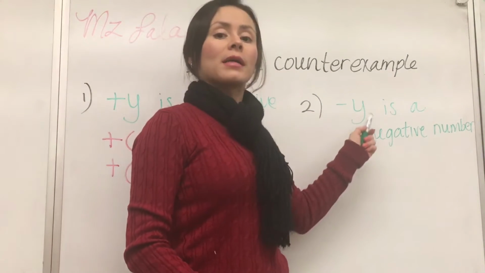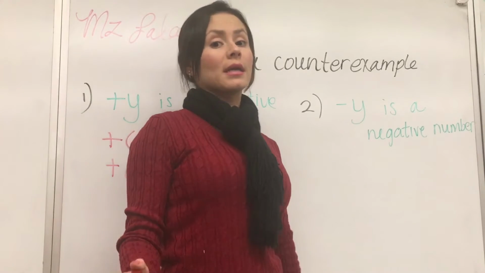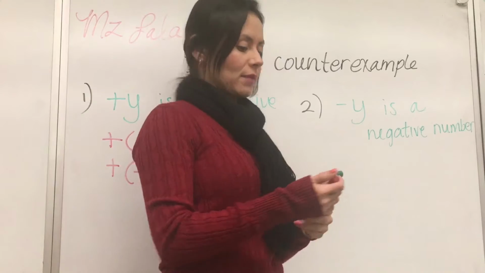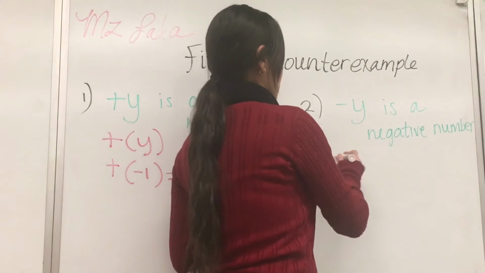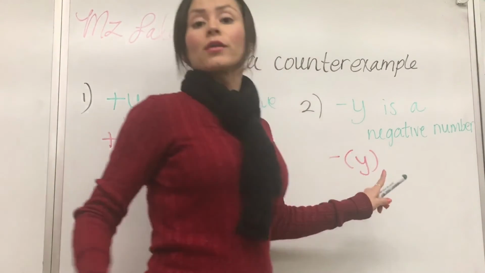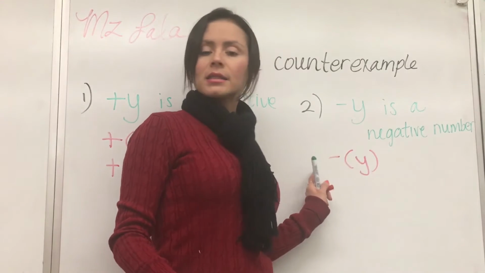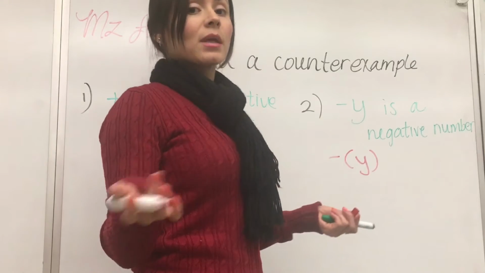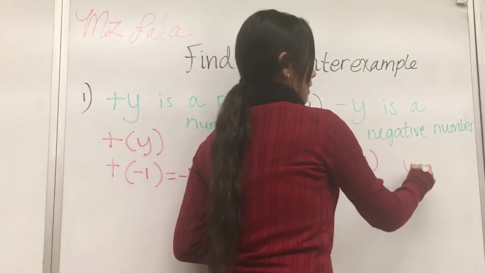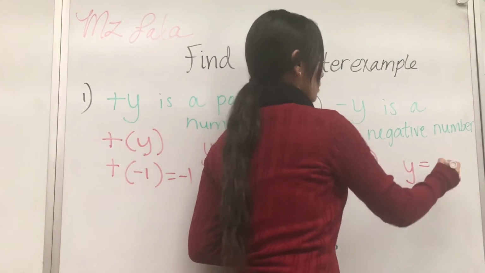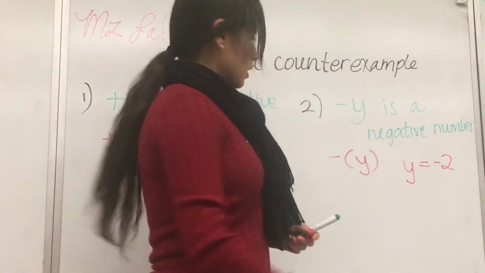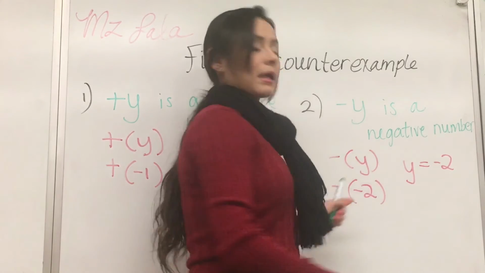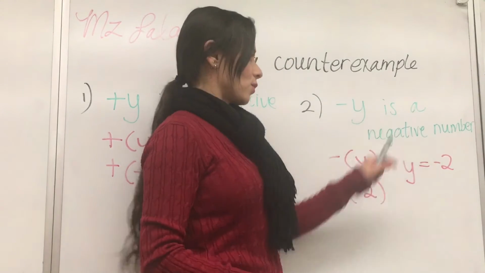If we have -y is a negative number and you want to give a counterexample, then we want to show that -y can actually be a positive number. So same steps. Enclose your variable, only the variable, not any symbols, not any exponents, just the variable in parentheses. Find something that we can substitute into y. In this case, I'm going to say -2. So if I plug that in, I give a contradiction that the answer won't be negative.